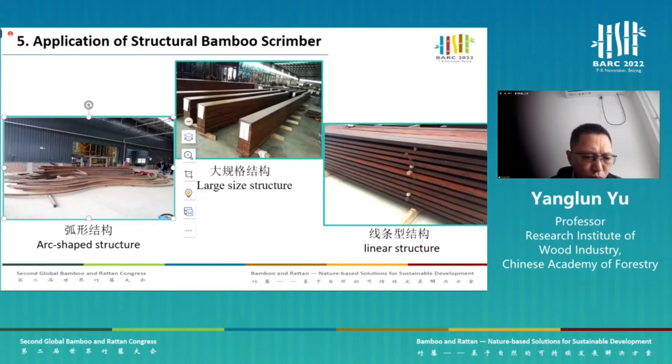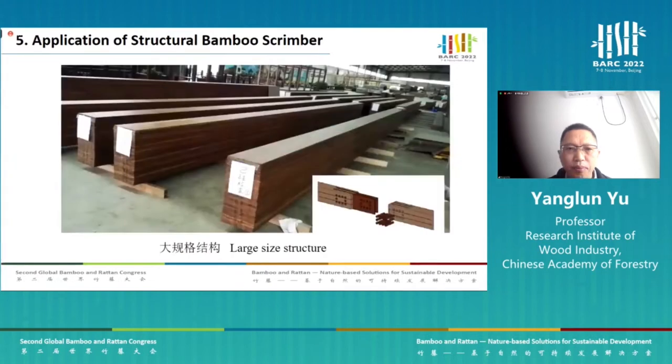Over the years, we can see the development of structural bamboo in the construction sector. In the past, without rules and standards, it was very difficult to apply structural bamboo. However, despite the difficulties, we have stepped out an unusual path. Now, bamboo scrimber is being used in large-size structures, arc-shaped structures, and linear structures. In large-size structures, bamboo scrimber can be widely used due to its performance and its big size.